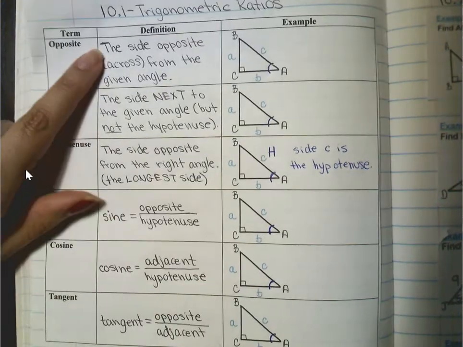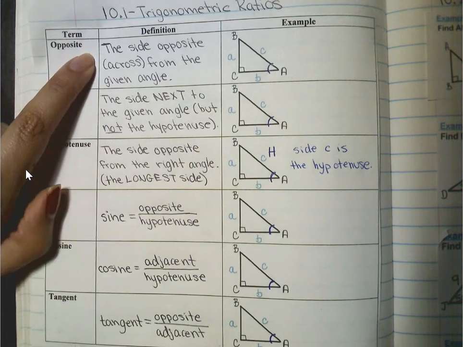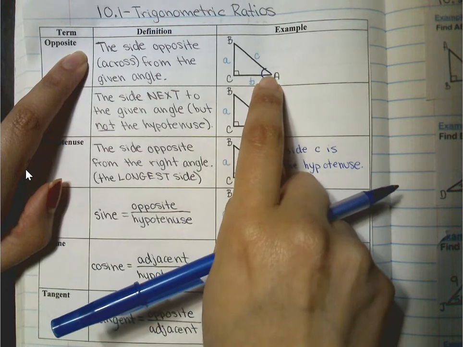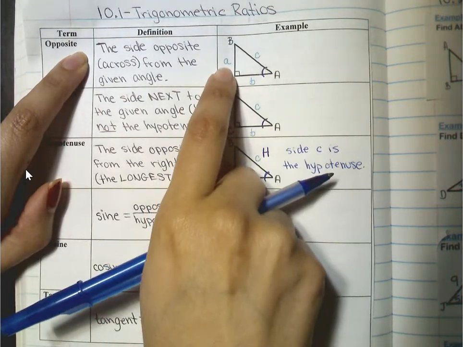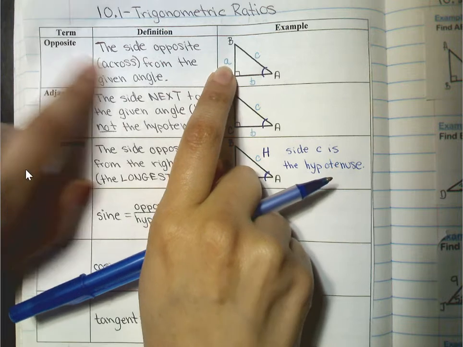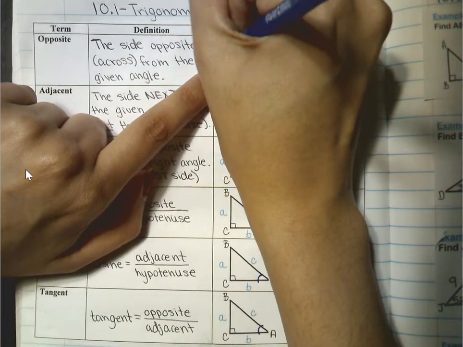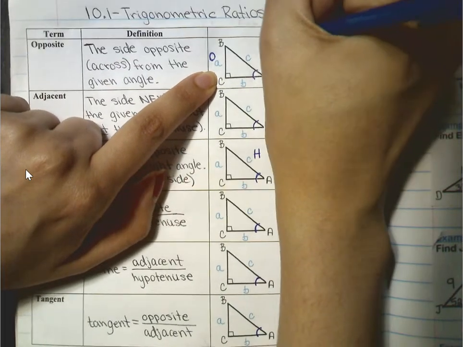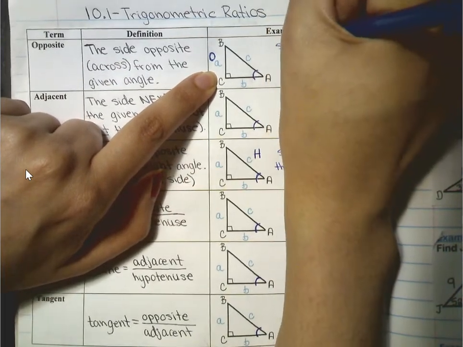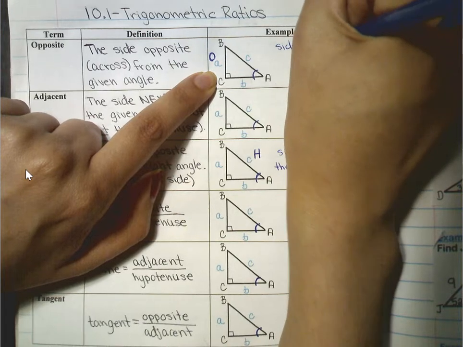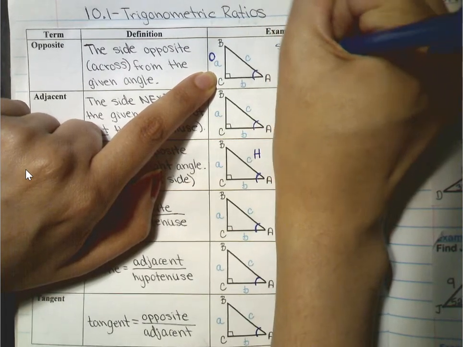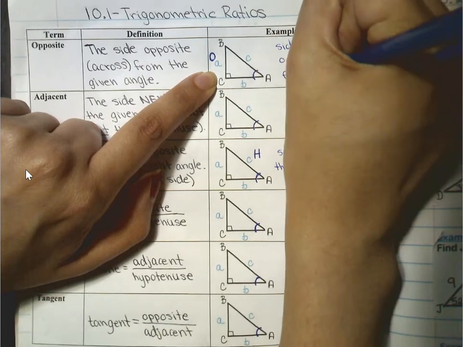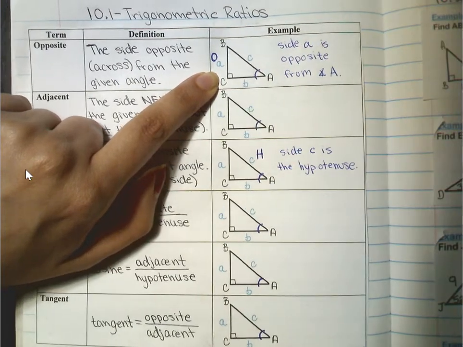So if they're asking me to label the opposite side of angle A, opposite from angle A, I have side A. I just used the lowercase, so I'm going to put an O right here to indicate that that's the opposite side. So I'm just going to write it right here. Side A is opposite from angle A.